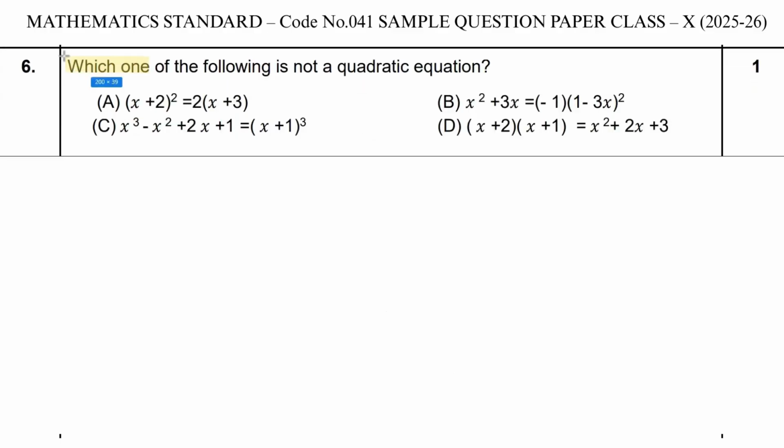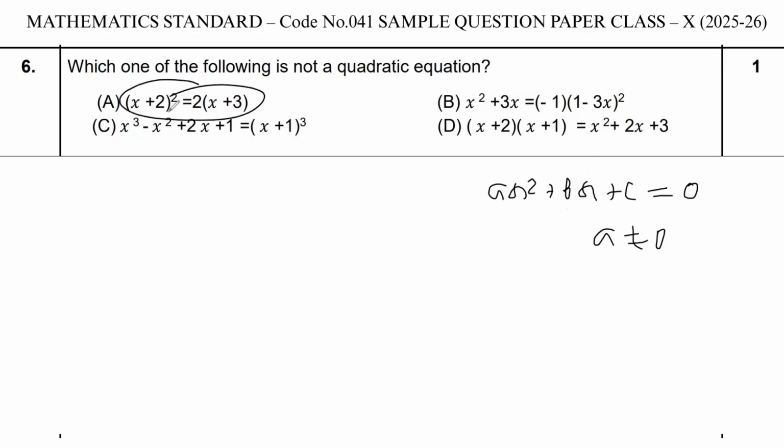It says which of the following is not a quadratic equation? Well, what is a quadratic equation? Any equation in the form of ax square plus bx plus c equal to 0, where you should know that a should not be 0. That means the coefficient of x square should not be 0, and the highest power of this polynomial has to be 2. That means the degree has to be 2. Now we have to check one by one.